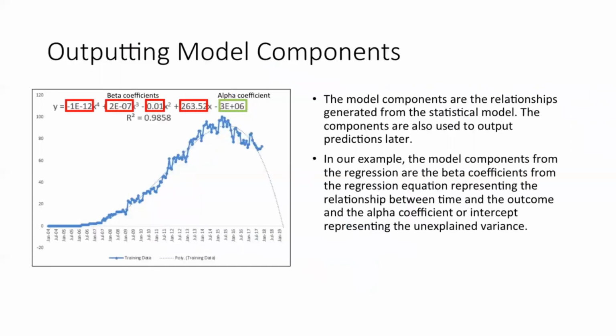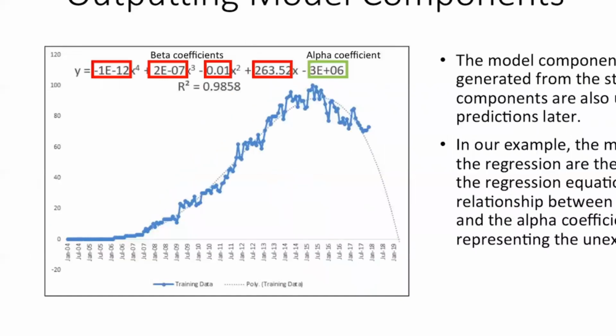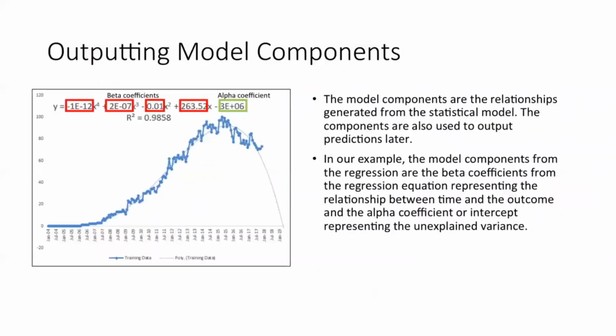the relationship itself. So in this example, the model components from the regression line are the beta coefficients generated by the algorithm, while the alpha coefficient is the part of the outcome that the model can't explain. So depending on the type of problem you're solving, the relevance of beta and alpha can change.